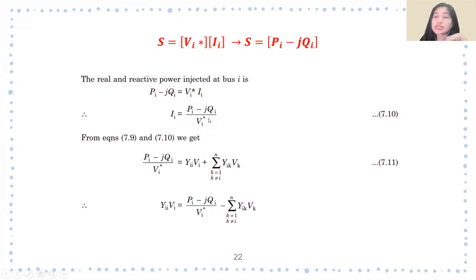Since our first and second equations are both formulas for the current injected, the only difference is that the first one is deduced from the Y-bus admittance matrix formula, and this one is deduced from the apparent power formula. So basically, we equate them. That is why in our equation 7.11, this is the formula that we have.